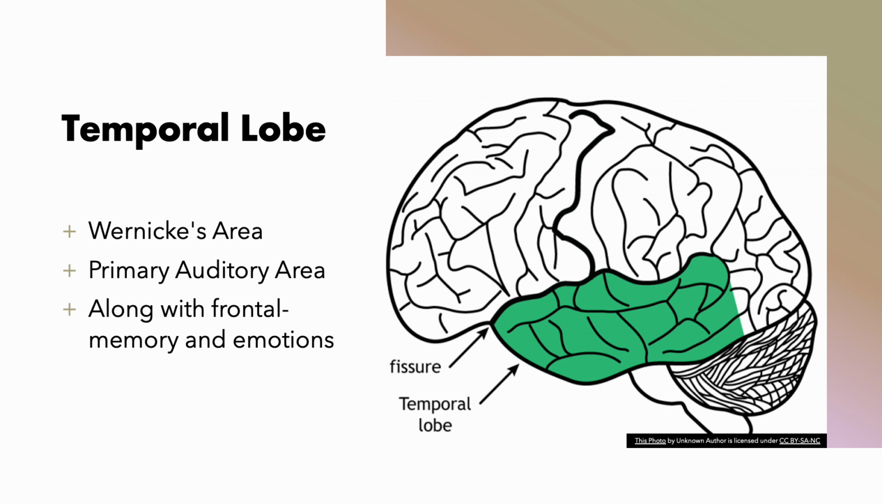The temporal lobe contains Wernicke's area, which is the receptive speech and or language comprehension. It's the primary auditory area, memory and emotion, integration of vision with sensory information. Problems in the temporal lobe can lead to visual or auditory hallucinations, aphasia, and amnesia.